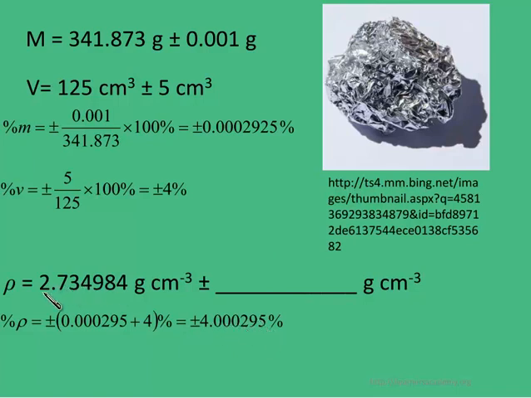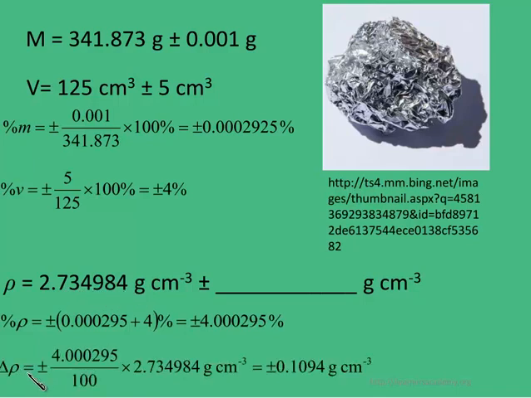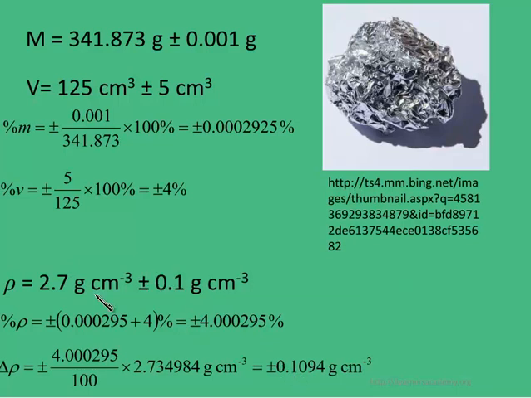So now to calculate the absolute error in the density, we simply find 4.000295% of this 2.734984. So we do that here, and we get that the absolute error in the density is plus or minus 0.1094. So the error starts in the tenths place. Note, it will not always be the case that the error starts here. So this could give you 0.005 or 1.3. Whatever you get, well, that's what you get. So this has to be rounded off to the tenths place. So that gives us 2.7 plus or minus 0.1, which is what we have here.